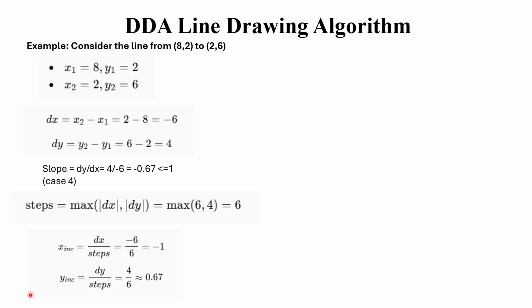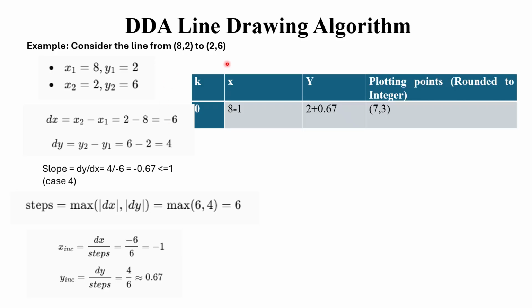So by what value is x going to be incremented and by what value is y going to be incremented? So x increment is dx by steps, which is minus 6 by 6, which is minus 1. So here x is decremented every time by 1. Only then can we reach from 8 to 2. The x value here is 8 and the y value here is 2. So if and only if x is decremented, we will reach from 8 to 2. So x increment is minus 1.